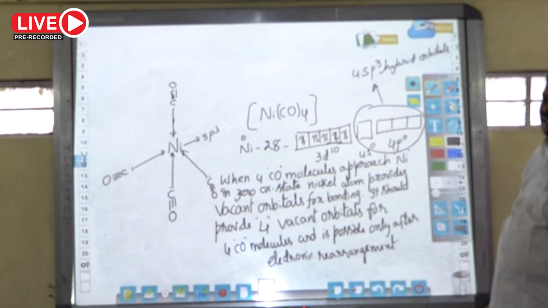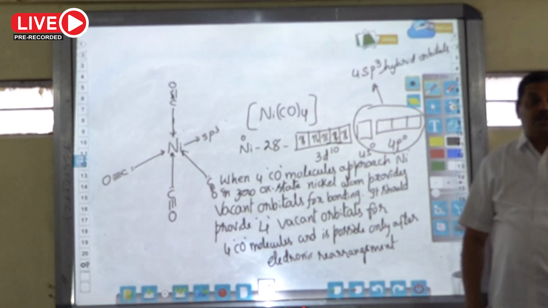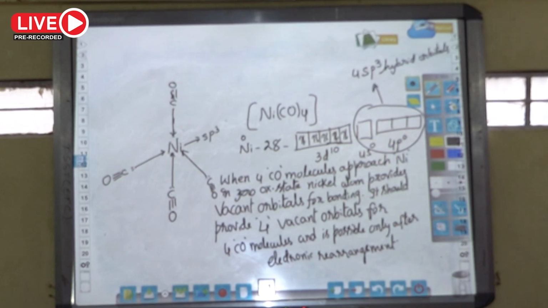Here CO is acting as electron pair donor. Electron pair donors are called Lewis bases. So the central atom nickel is electron pair acceptor. It is a Lewis acid. So here 4 carbon monoxide molecules are acting as Lewis bases or ligands. Lewis bases are also nothing but ligands, and the central metal nickel is the Lewis acid. So this is the first example.